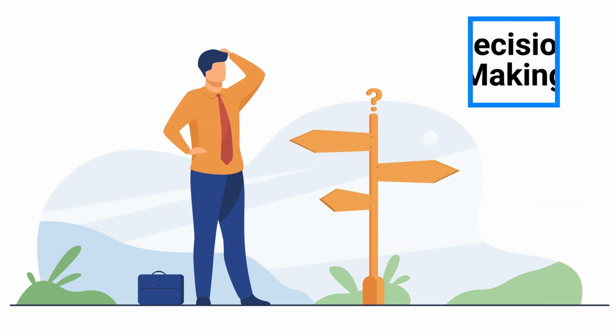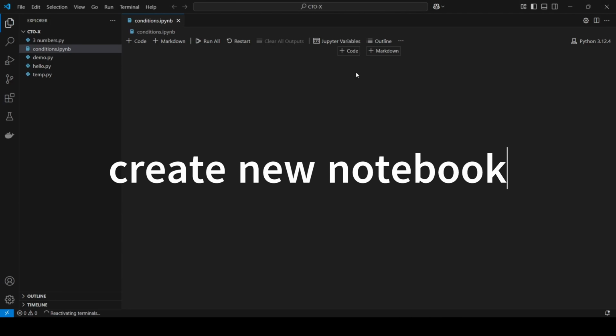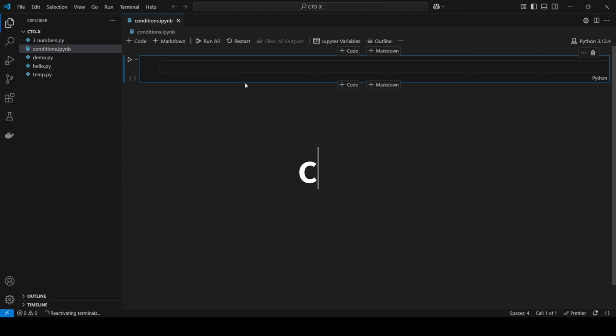Today we're going to explore how to make decisions in Python using conditions. Conditions allow us to control what happens in our code based on whether a certain statement is true or false. This is important because in real-world programs, we don't always want everything to run at once. Instead, we want to decide which actions to take depending on the situation.